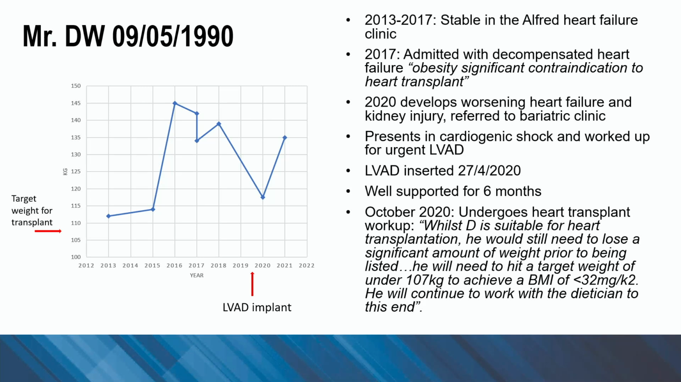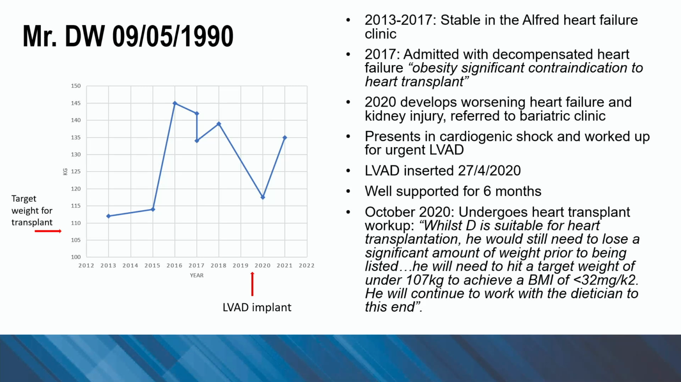He was well supported for 6 months, underwent transplant workup, as is our practice, and it was noted in the presentation for transplant that while he's suitable, he would need to lose a significant amount of weight prior to being listed. He'd need to have a target weight of 107 to achieve a BMI of less than 32. We've relaxed our BMI criteria since then. He continued to work with the dietitian to this end, which he did, very, very closely with our dietitians.